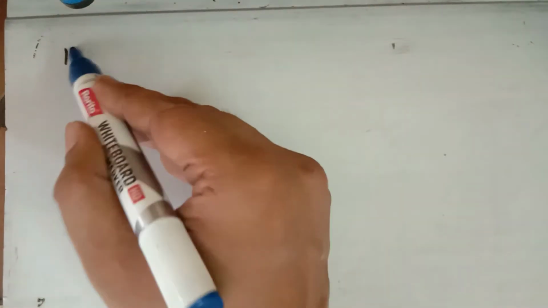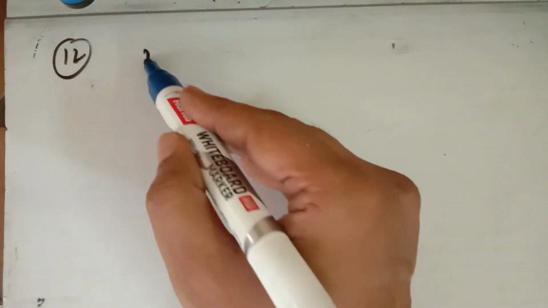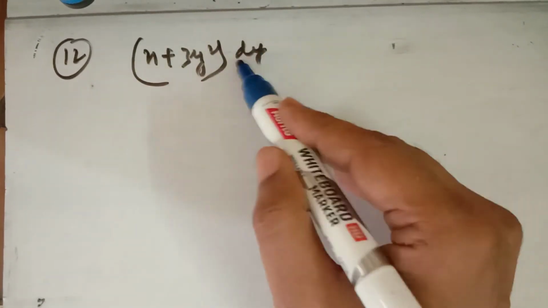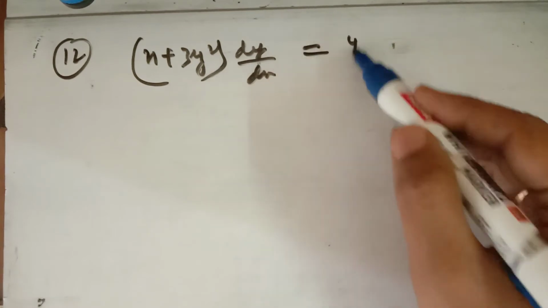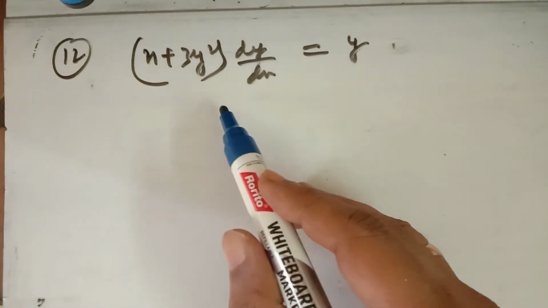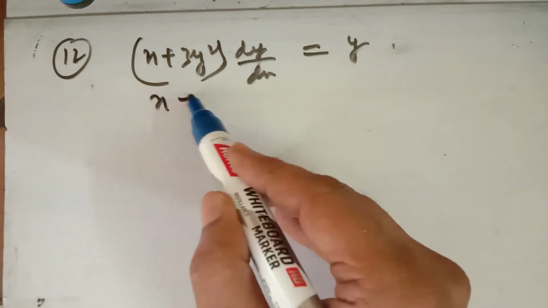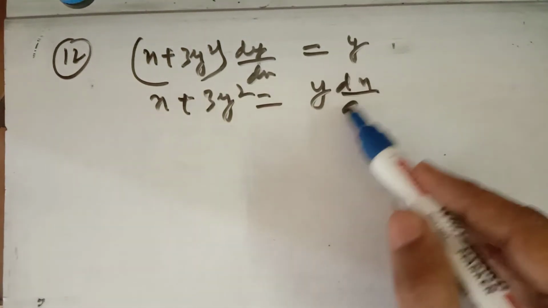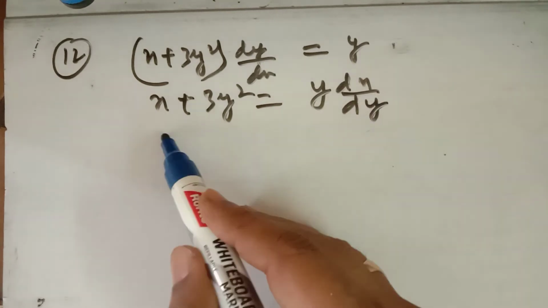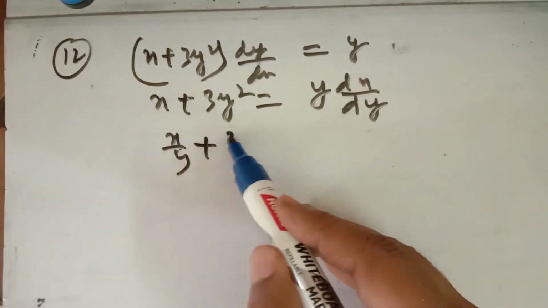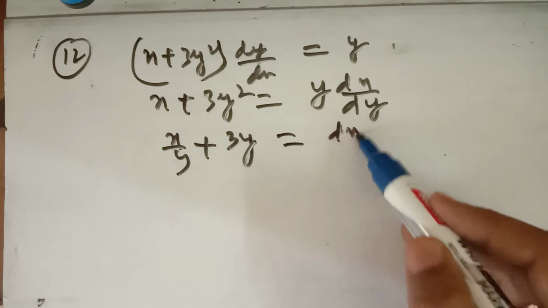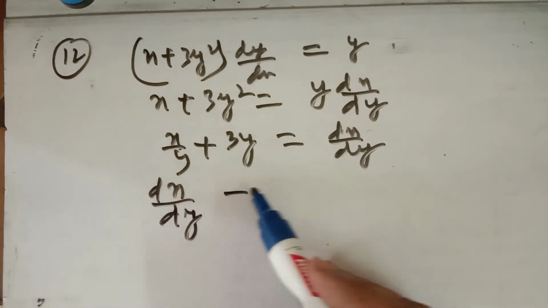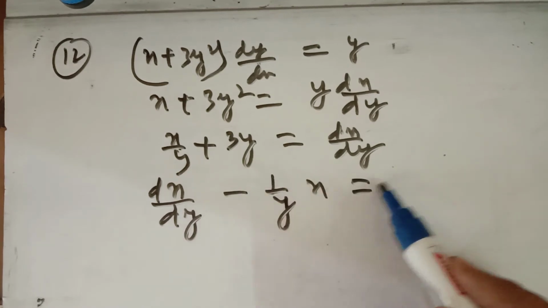Again, the question number 12 also. We have (x plus 3y square) dy upon dx is equal to y. Again, dy by dx is getting multiplied with y, so it means it is not a first type linear differential equation. So you convert into the second type, cross multiplying it, dividing the whole equation by y, because you have to convert into the standard form. So it is dx upon dy minus 1 upon yx is equal to 3y.